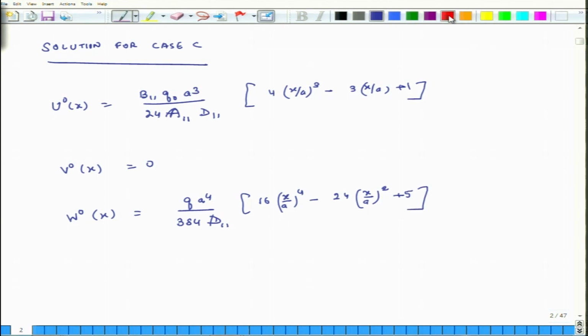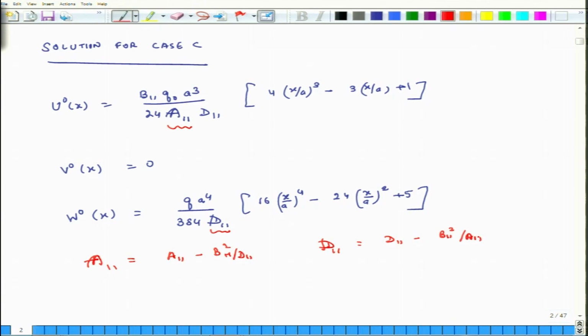And these script A11 and D11, what are these? So, script A11 is defined as A11 minus B11 square over D11, and script D11 is defined as D11 minus B11 square over A11.